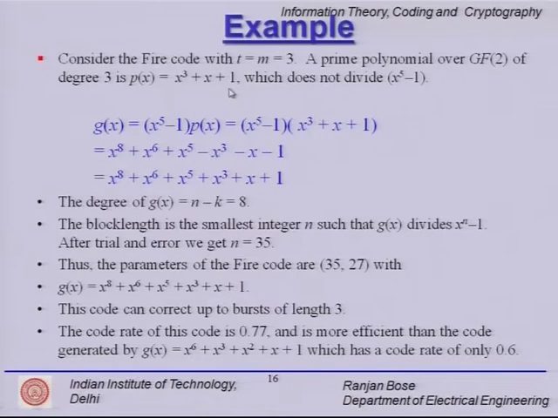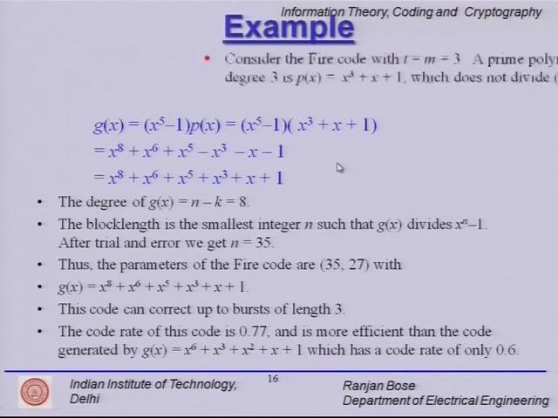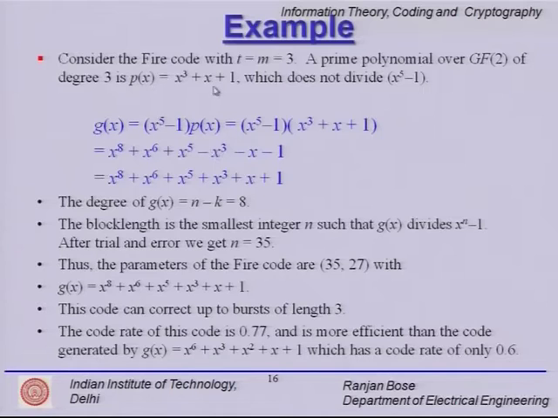Okay. Now, in our construction, x^(2t-1) - 1, we have already figured out what p(x) is. p(x) is x^3 + x + 1. Now, 2t - 1: we would like to correct bursts up to length 3. So, 2 times 3 minus 1 is 5. So, (x^5 - 1) times p(x) is written as this. So, this is immediately our generator polynomial for the given Fire code.